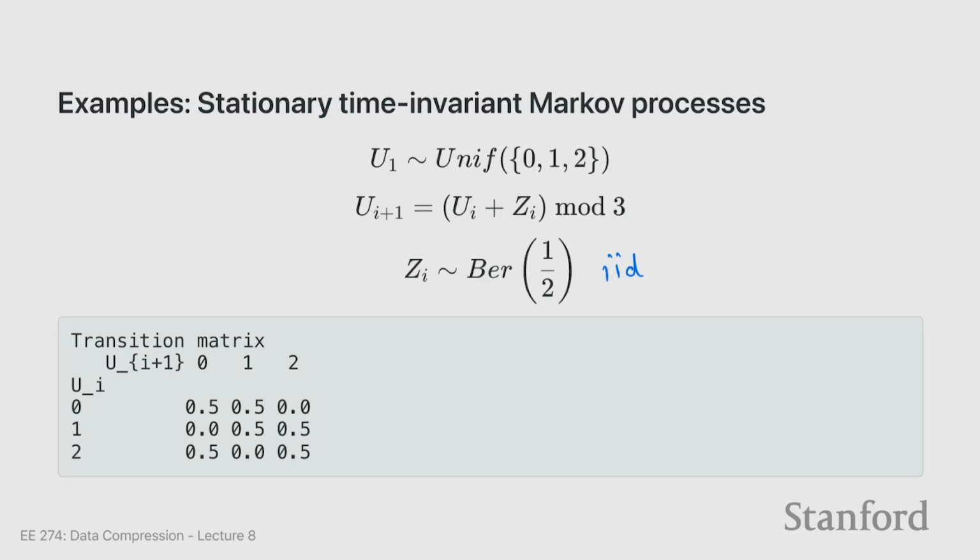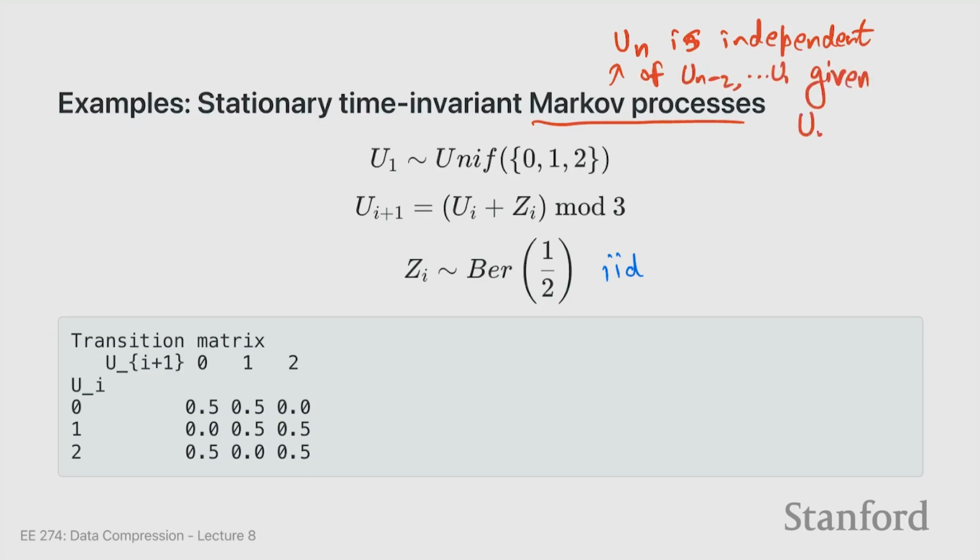Right. So a Markov process, if you have not seen one, you can define in terms of one-step probabilities. If you know U1, you can define the probability distribution for U2 conditioned on U1. And then if you have U3, you can define U3 given U2. So the real property here is that Un is independent of Un minus 2 down to U1 given Un minus 1.